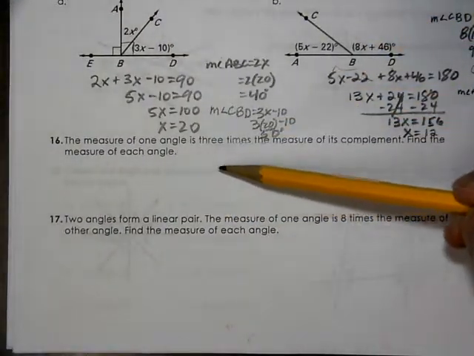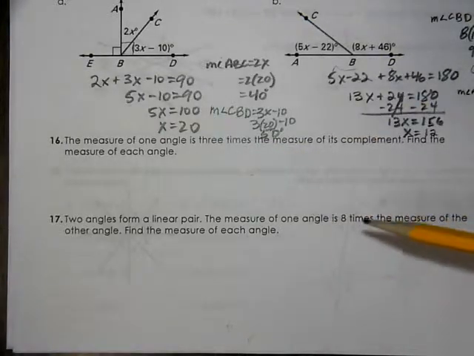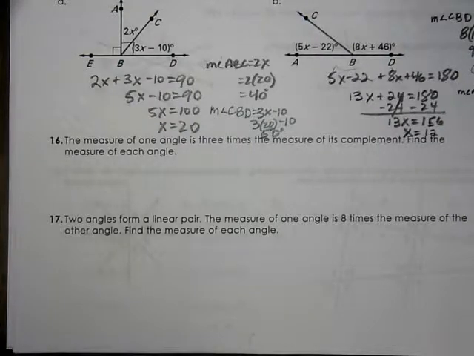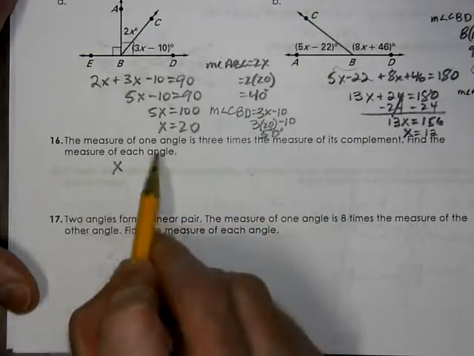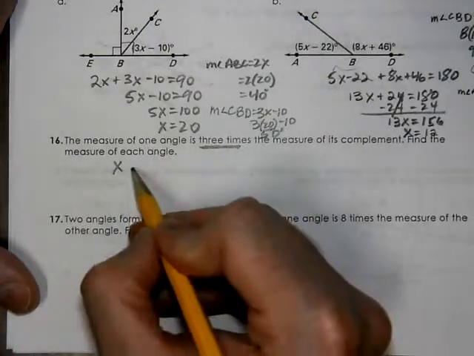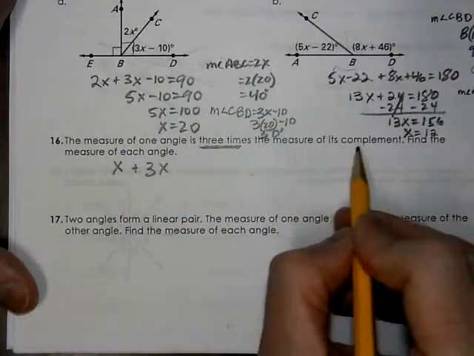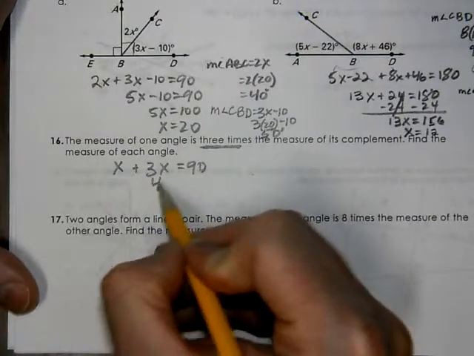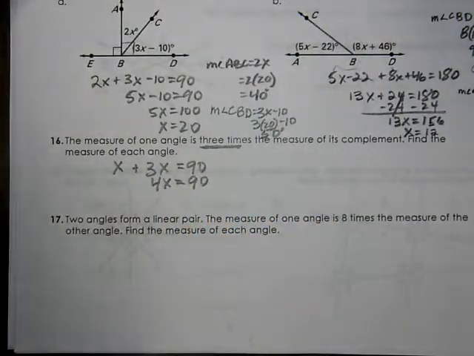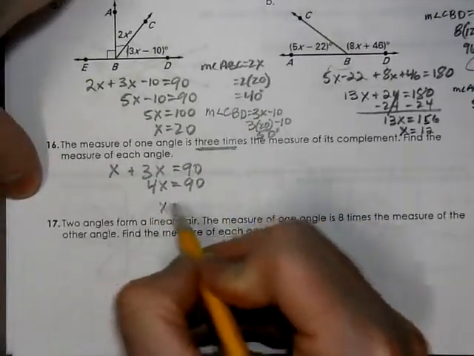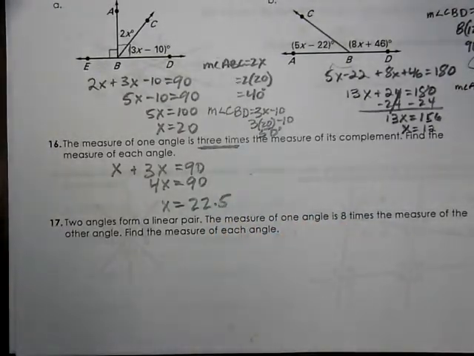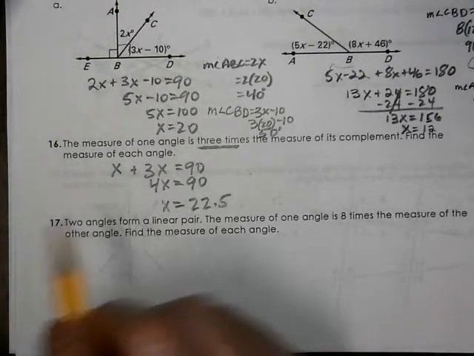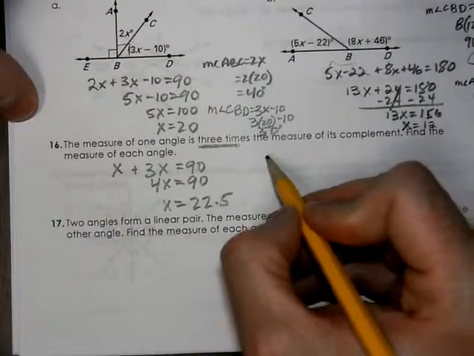The measure of one angle is 3 times the measure of its complement. What does complement mean? We're looking for two angles that add up to 90. So if one of the angles is unknown and the other angle is 3 times that amount, and they are complements of each other, then we know we have 4x equals 90. When we divide by 4, we get 22.5. That's just the value of x. That's the value of one of the angles.